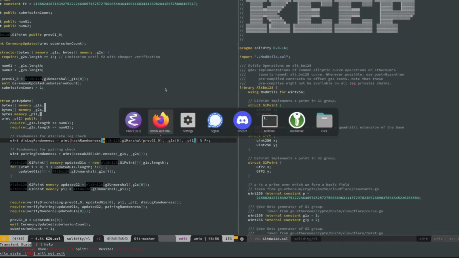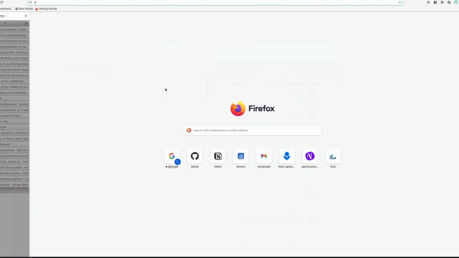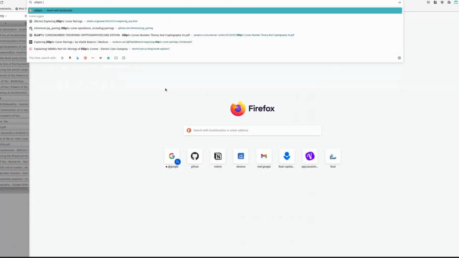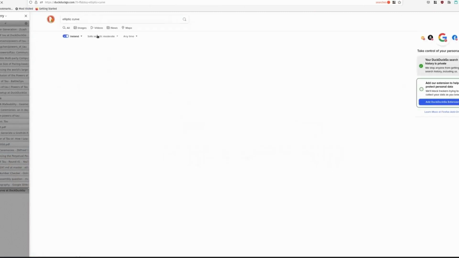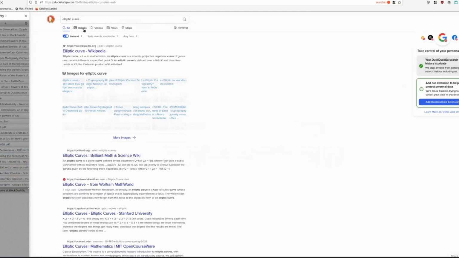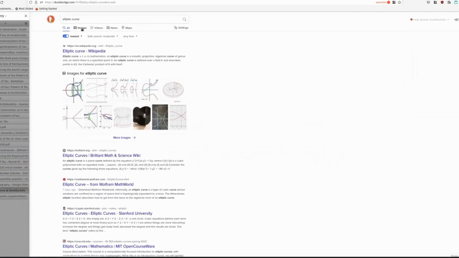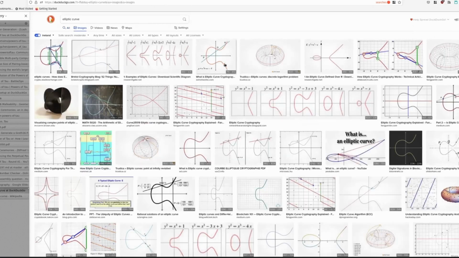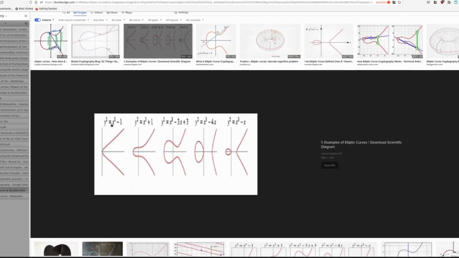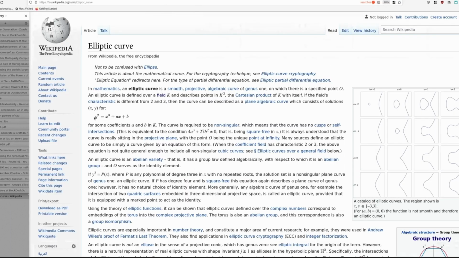Sure. An elliptic curve kind of looks like this. Let's just open that up. So it kind of looks like this if you plot it on the Cartesian plane. These are examples here of elliptic curves. And the general equation for an elliptic curve is like this. And they are fascinating things.